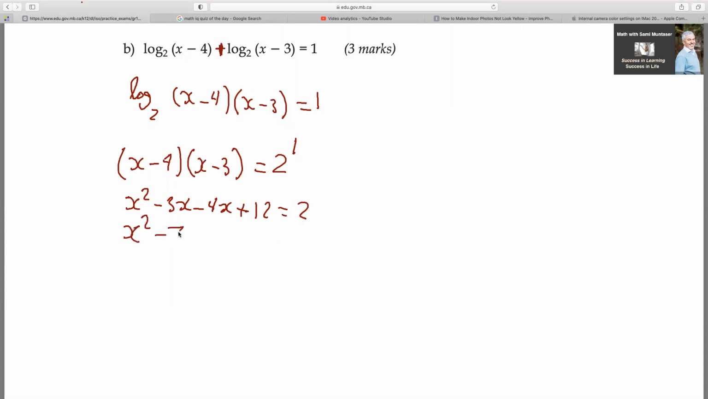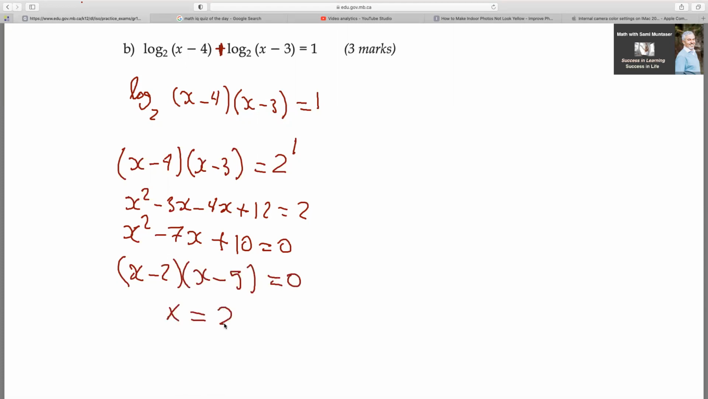x squared minus 7x plus 10 equals 0. When you move the 2 to the other side, it becomes minus 2, and that's how this became 10. Now this factors into x minus 2 times x minus 5 equals 0, and therefore x equals 2 and 5.